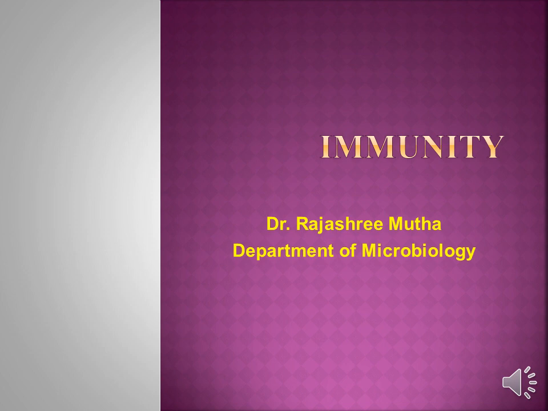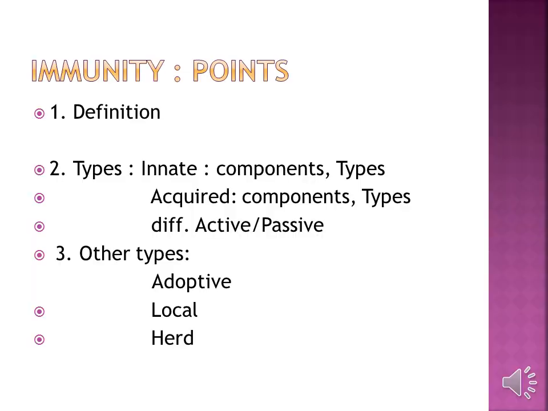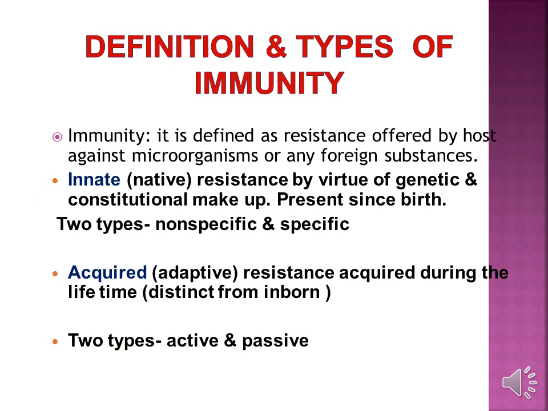Hello students, today we will have a lecture on immunity. What are the points? Definition, types, whether it is innate or acquired, and then different types like adaptive, local and herd immunity. So first we will see the definition. It is defined as resistance offered by the host against microorganisms or any foreign substances.